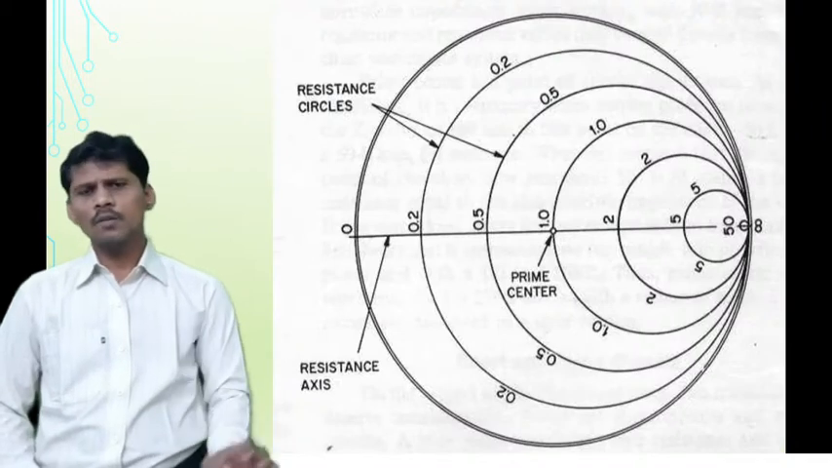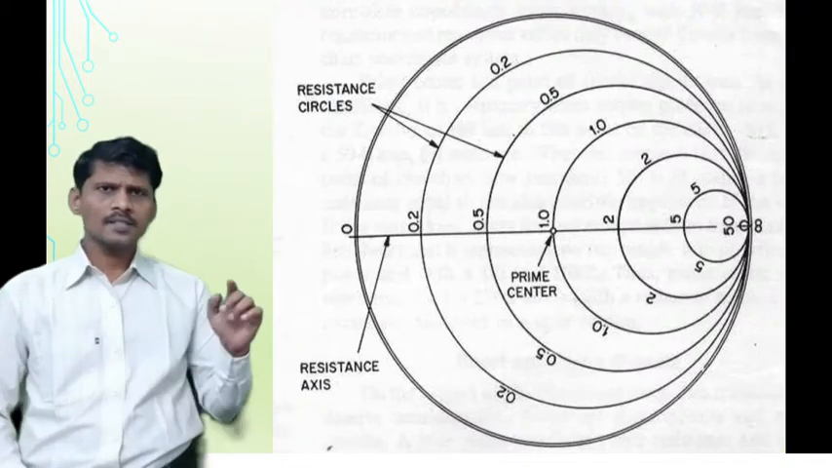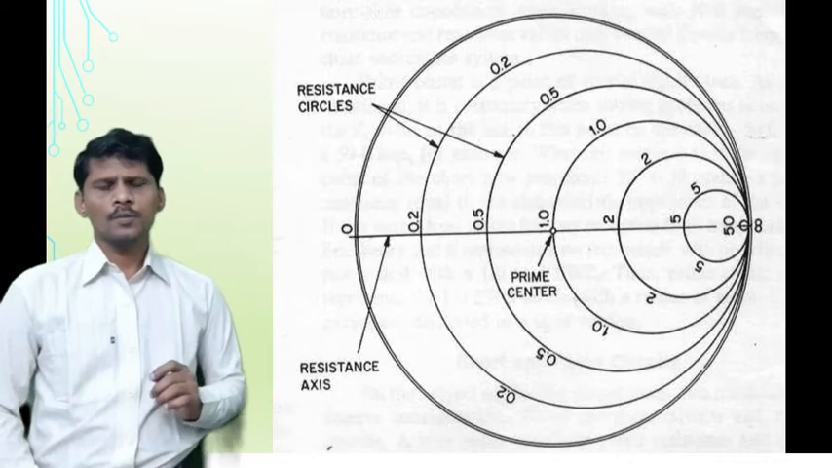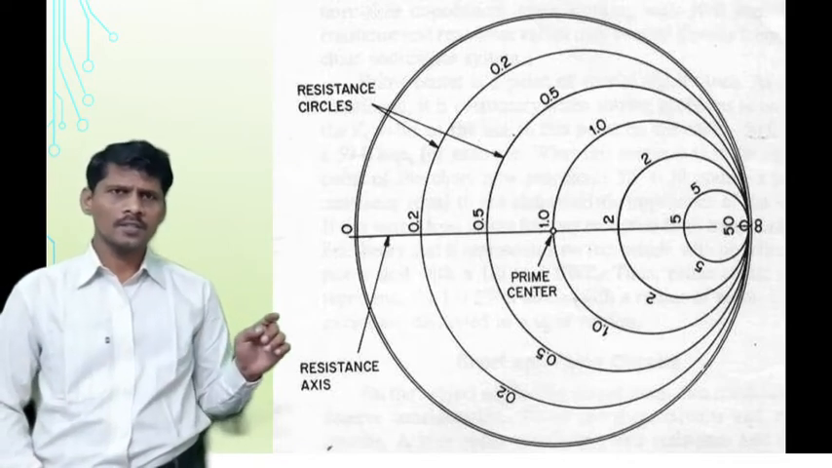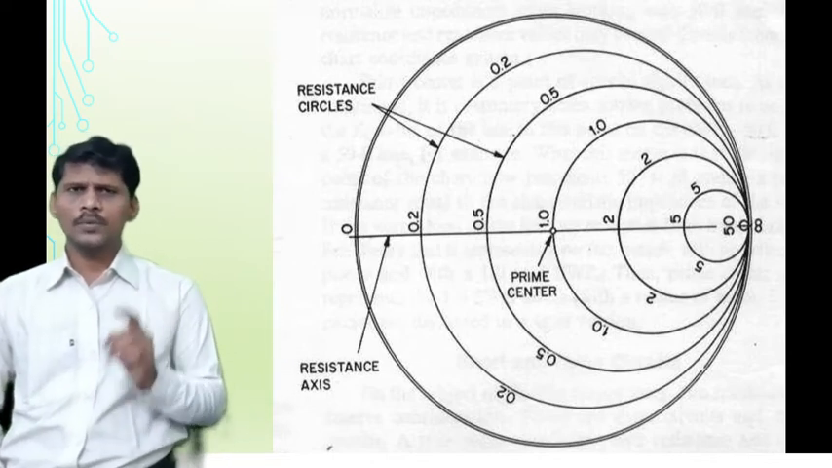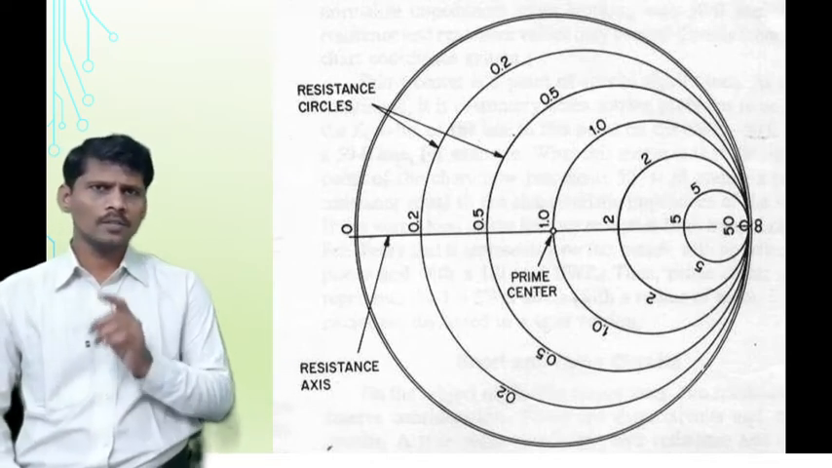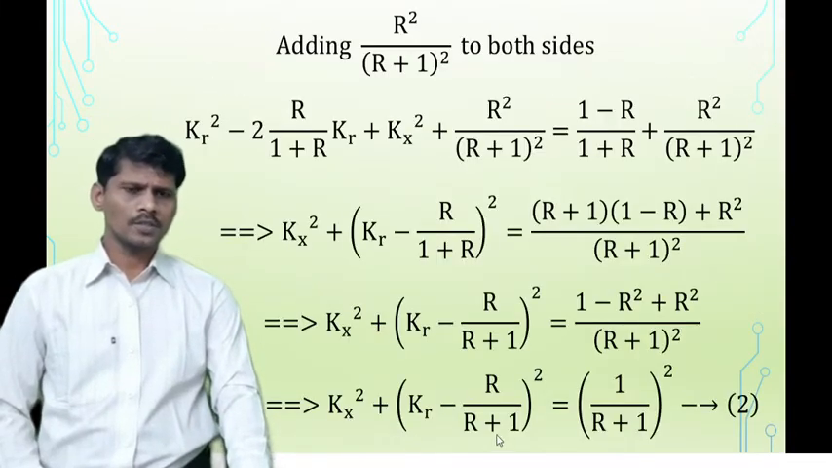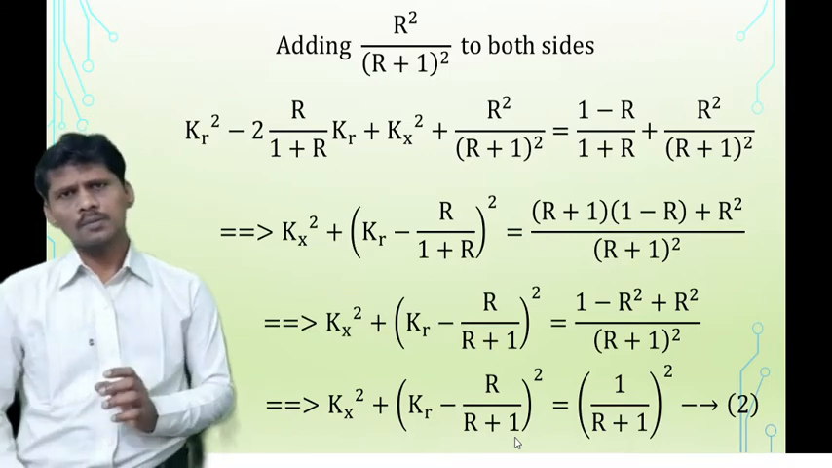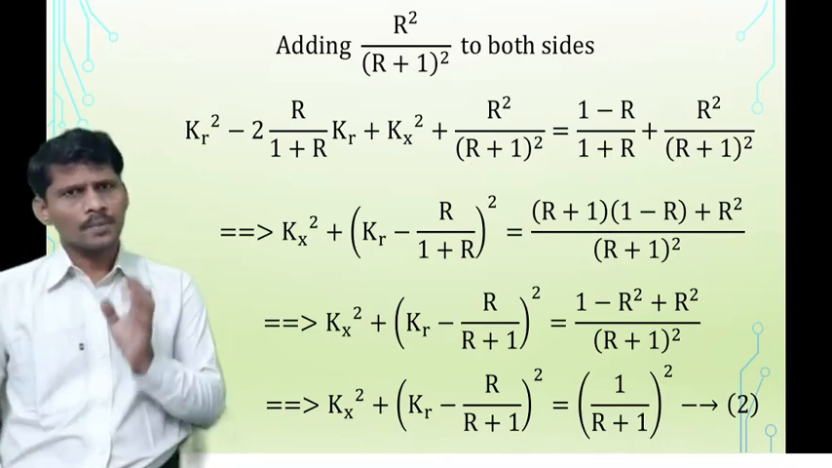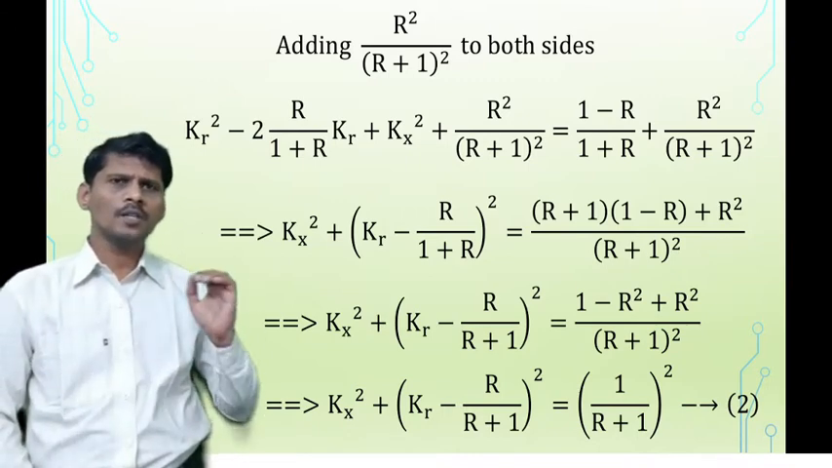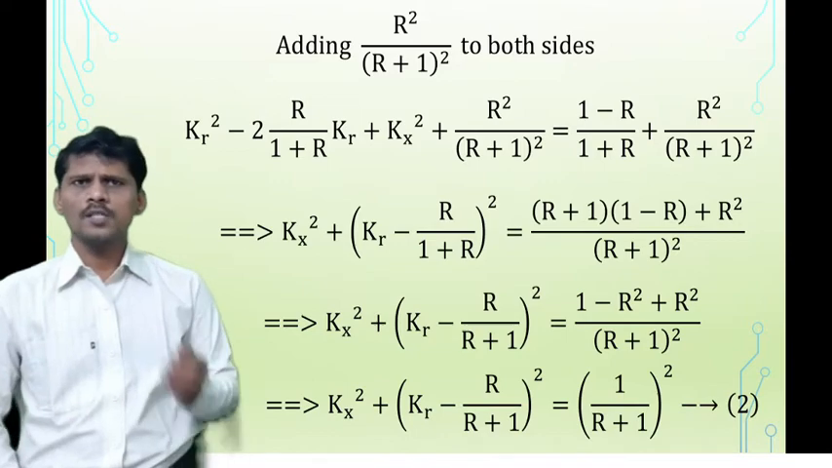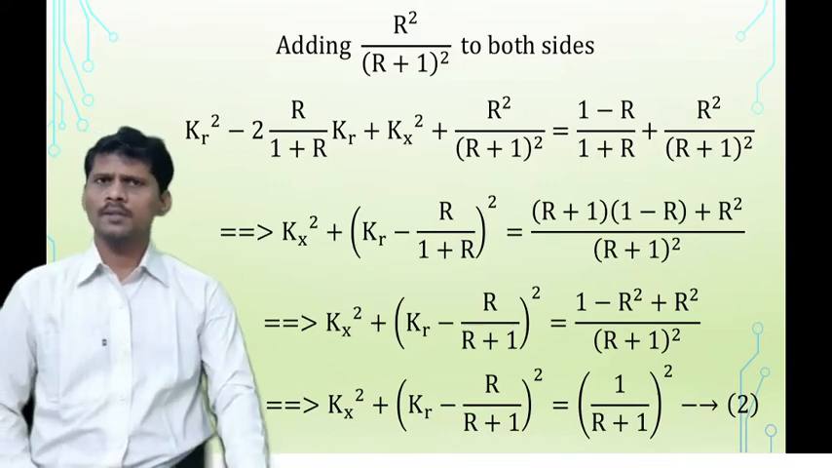So these are the constant r circles. The x-axis is the real part of the reflection coefficient, and the y-axis is the imaginary part. Here the x-axis is k suffix r and the y-axis is k suffix x. This equation is the family of constant R circles that can be represented in the reflection coefficient plane. What is the real part of the reflection coefficient plane? Kr. And what is the imaginary part? Kx.